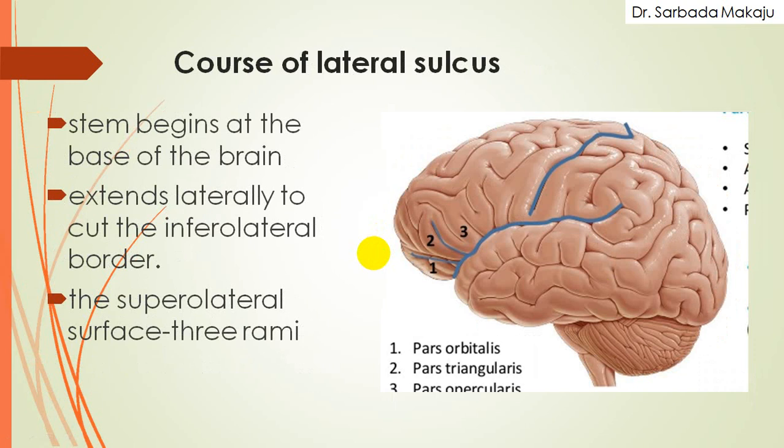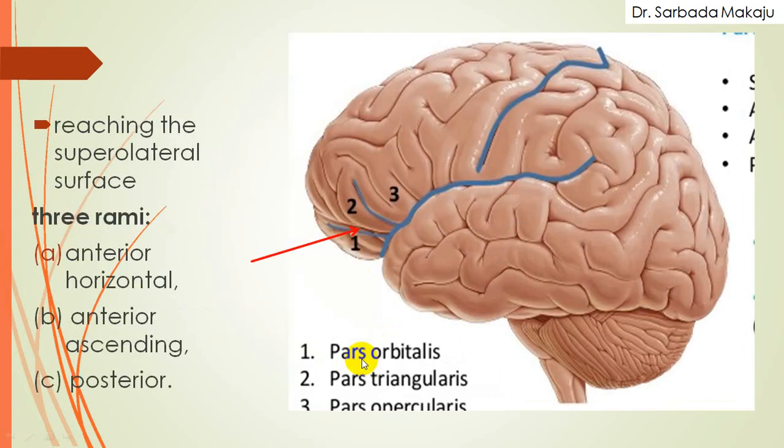Now the course of the lateral sulcus. As I have told you, the lateral sulcus begins from the base of the brain, and it extends laterally to cut the inferior lateral border. Then after that, this lateral sulcus will be present towards the superior lateral surface, and as I have already told you, on reaching the superior lateral surface, it consists of the 3 rami.